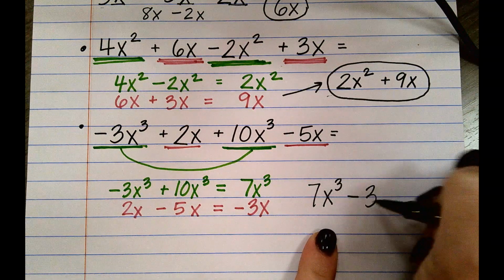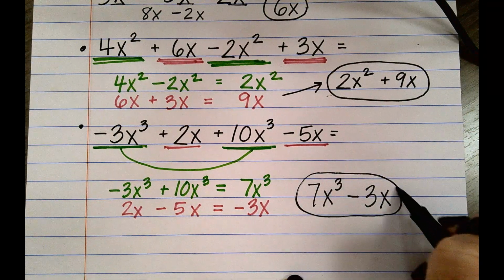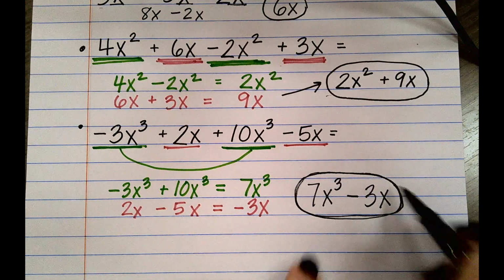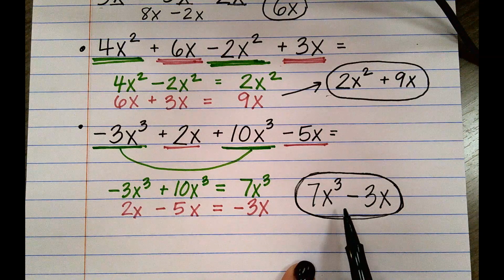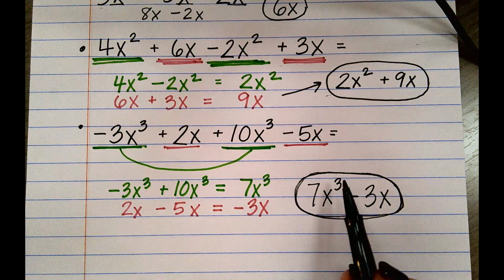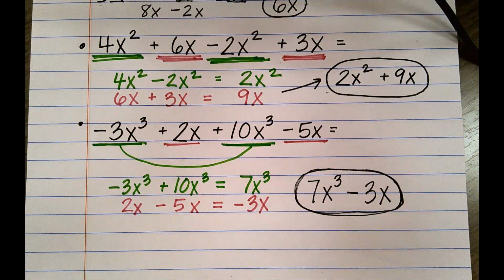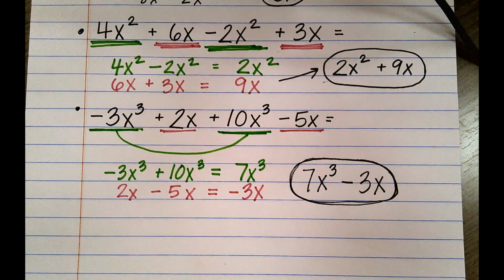Minus 3x. Good. Why don't we have to put a plus sign? Because it's a negative number. Yeah, it's a negative number, and if you do plus a negative, it's subtracting. Just write 7x to the third power minus 3x. Perfect. Whenever you have the same letter, the same variable, and the same exponent, you can put them together by adding and subtracting.